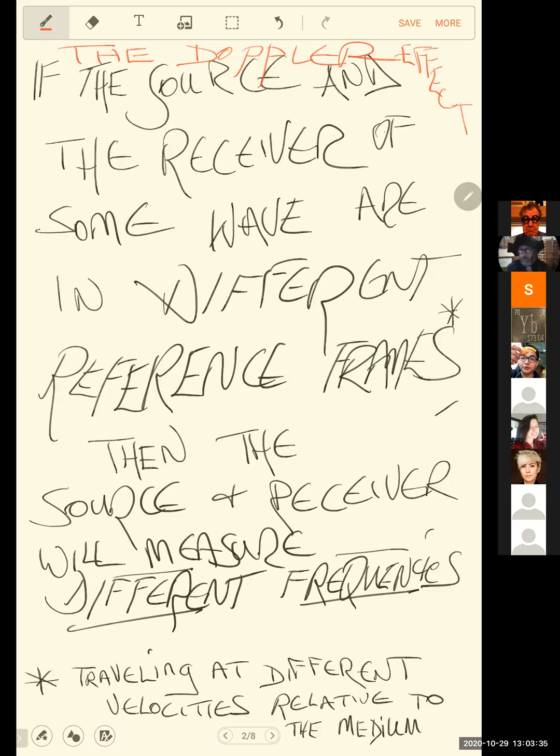The Doppler effect always occurs if a wave is sent from a source to a receiver. Waves exist, waves get sent from sources to receivers. If and whenever the source of some wave and the receiver of that wave are not in the same reference frame, i.e., not fixed by the same velocity, then the source and the receiver will measure two different frequencies for that wave, and both frequencies will be right.